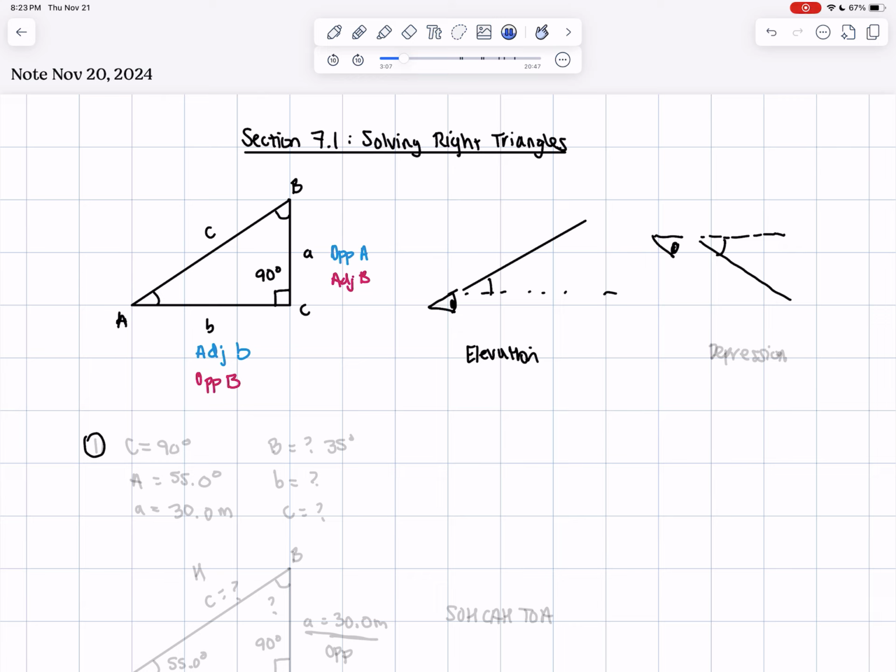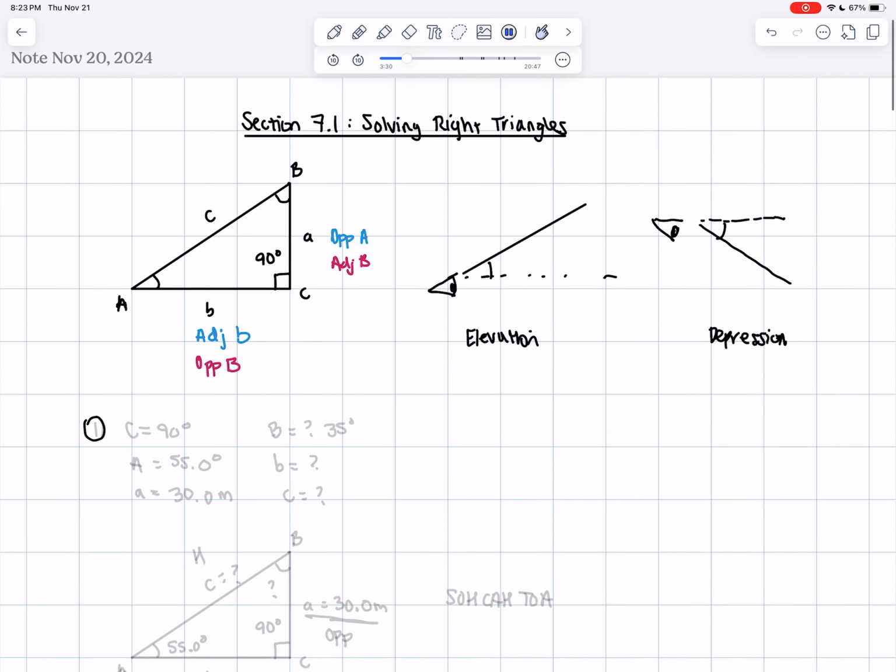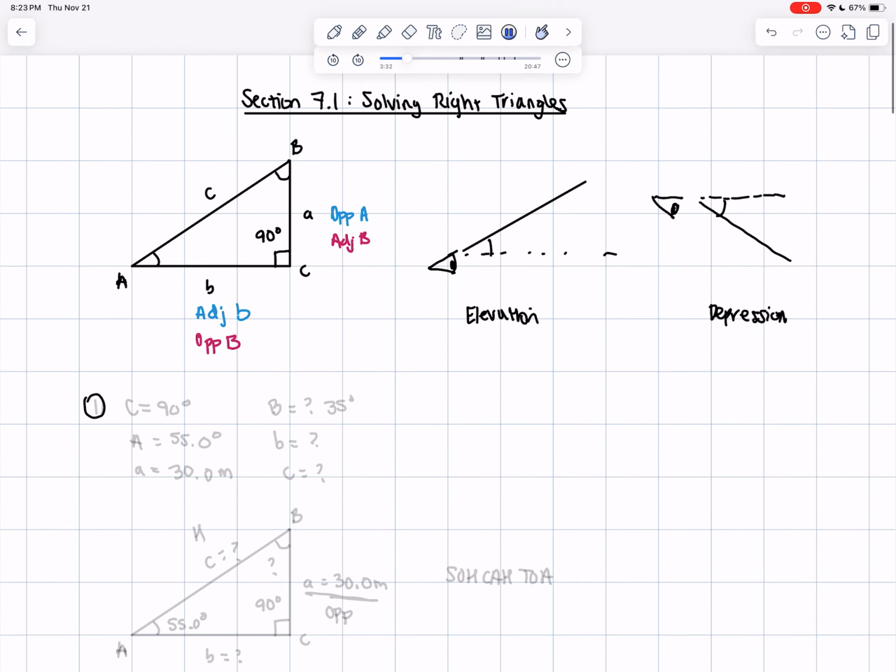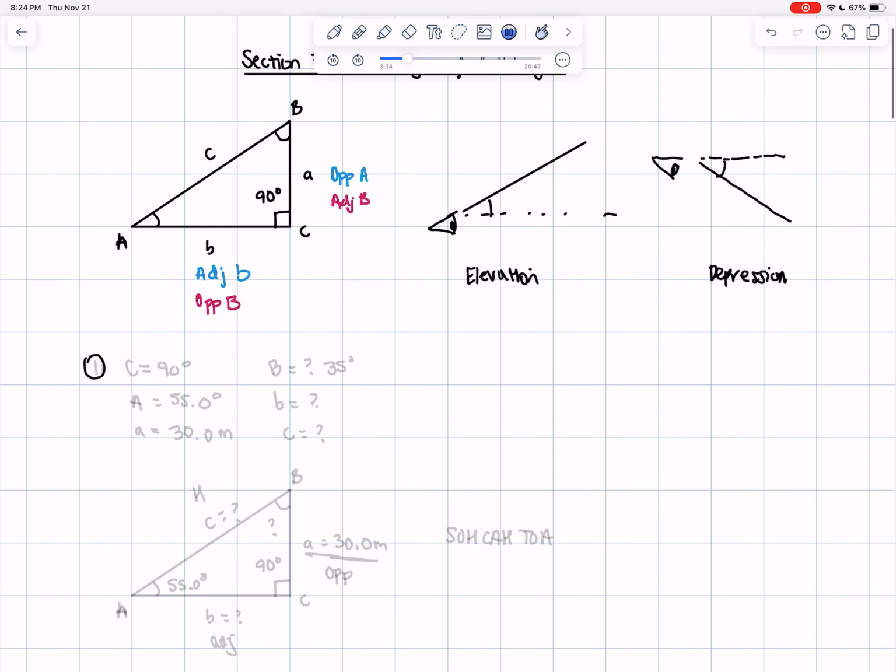So we're going to first work on solving for the angles of a triangle, and then we'll work on doing problems more similar to solving for the elevation or for depression. And 7.1 has only these problems. But all of these problems are very often used on the exam. So let's do the triangle one. Let's draw it out.